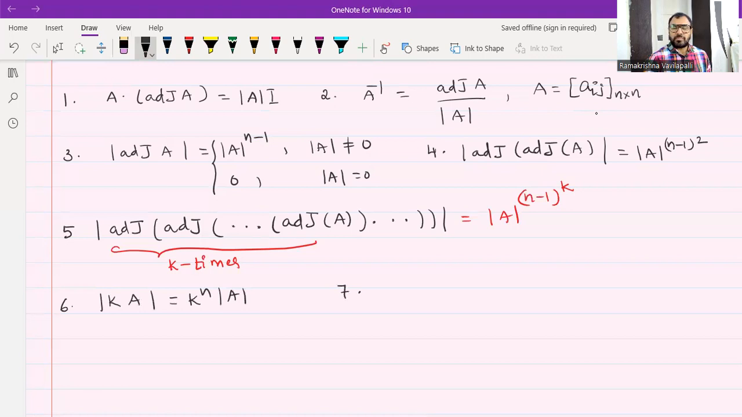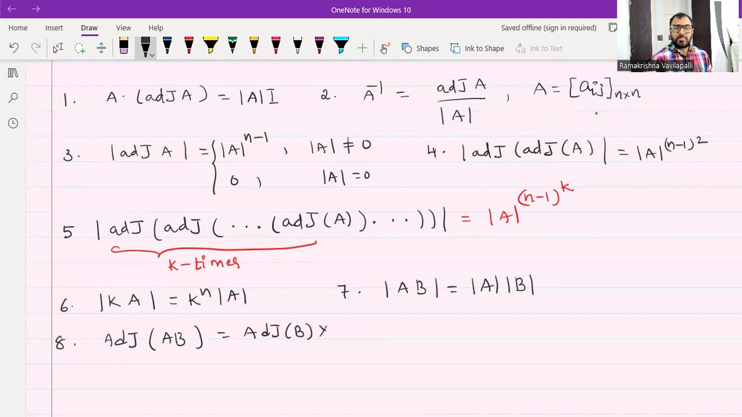Seventh point is determinant of AB equals, you can write directly, |A| into |B|. The eighth point is that adjoint of AB equals adjoint of B into adjoint of A. These are the only prerequisites to solve the questions, and these are the most important to solve the coming questions.